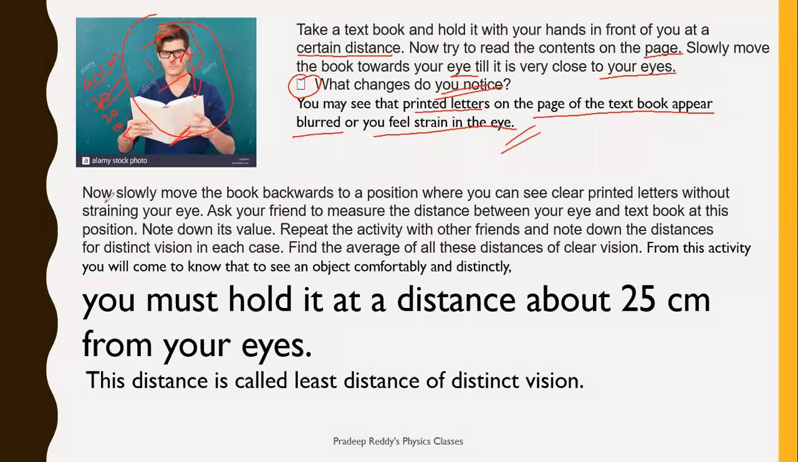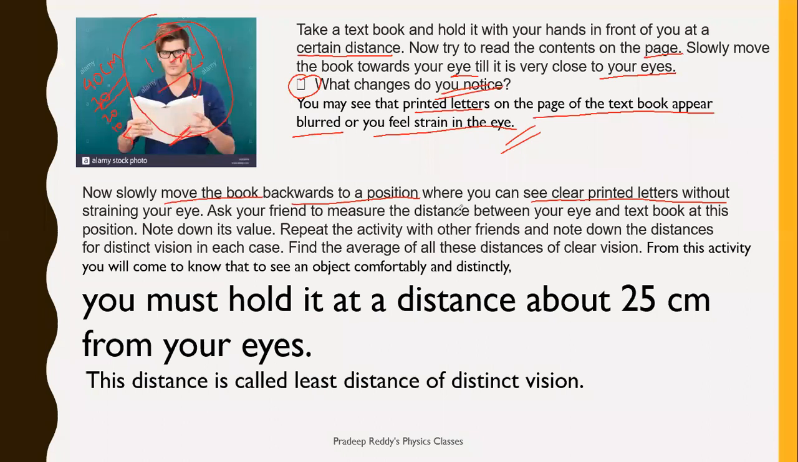Now what you do is slowly move the book backward to a position where you can see clear printed letters. From 5 centimeter, you bring that textbook a little bit farther. From 5, you bring it to 10, to 20, then 25, then 30, then 35, 40, like that. Now, when you are moving this textbook away from your eye, from 5 centimeter, as the distance increases, at a certain distance you are able to see the image clearly, right?